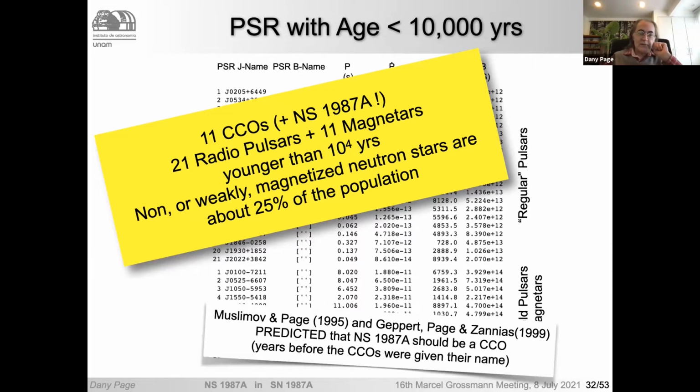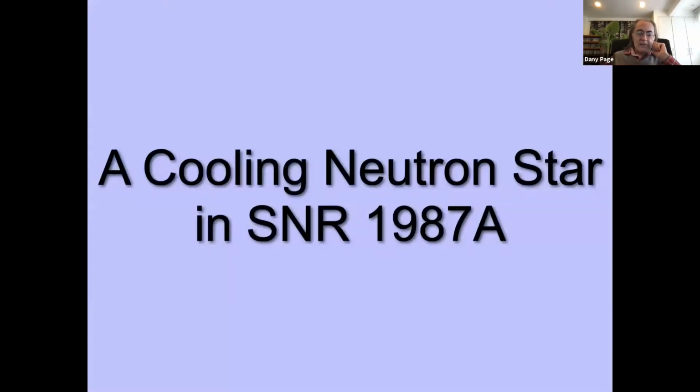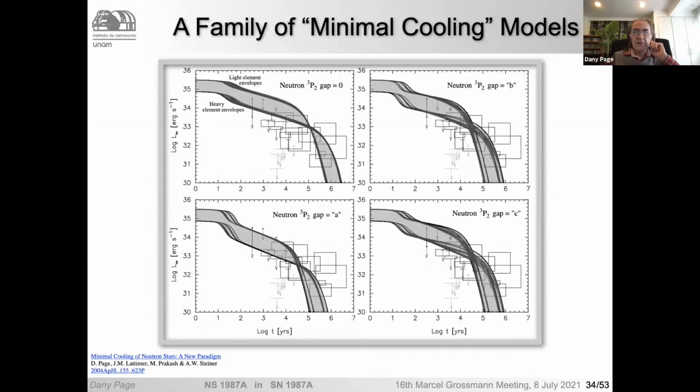What would power it? A proposal is that it's actually just a cooling neutron star. It's just a CCO. And let's look here at a family of cooling curves from the minimal cooling. And here is the luminosity that is needed to power the hot blob. It's right on the spot for a star that's 30 years old. That's exactly what cooling theory predicts it should be.